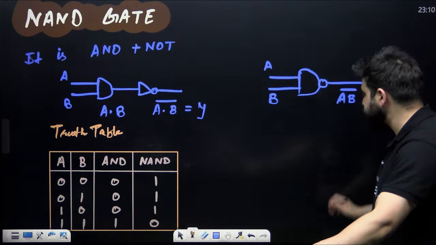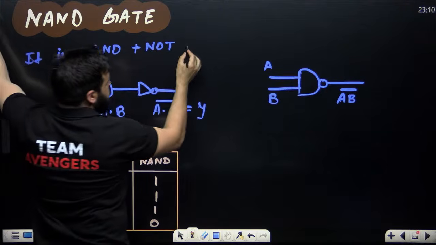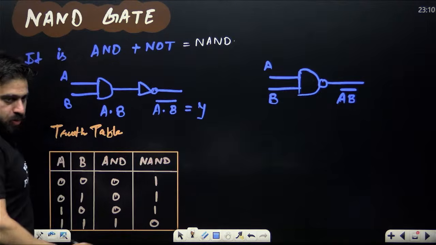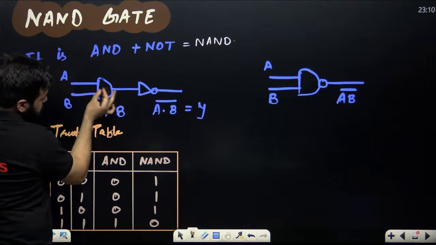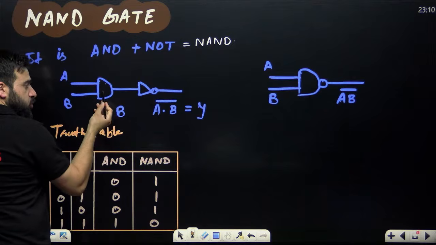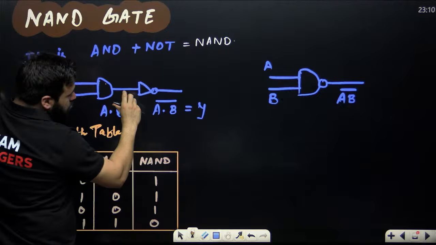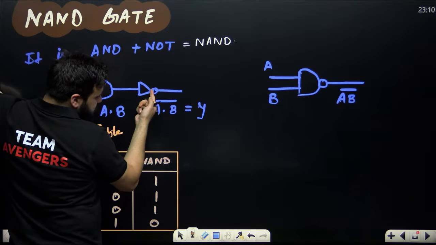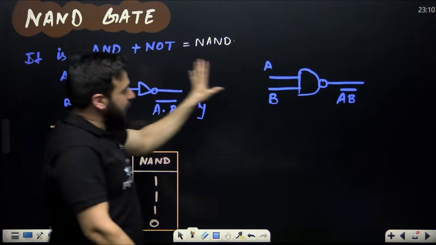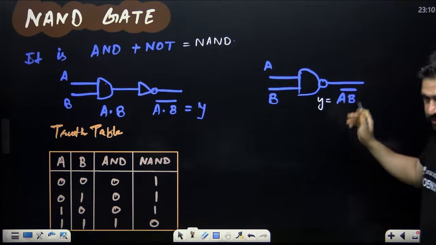Now guys, take a look. NAND gate. NAND simply means AND plus NOT. This is what we call NAND. This is AND, this is NOT. What is the job of AND? Its job is to do the multiplication. Then whatever is the output of AND, that goes as input of NOT. It will put the bar. This is the final output. This is the symbol of NAND. So Y is equal to (AB) bar. This is the Boolean expression.